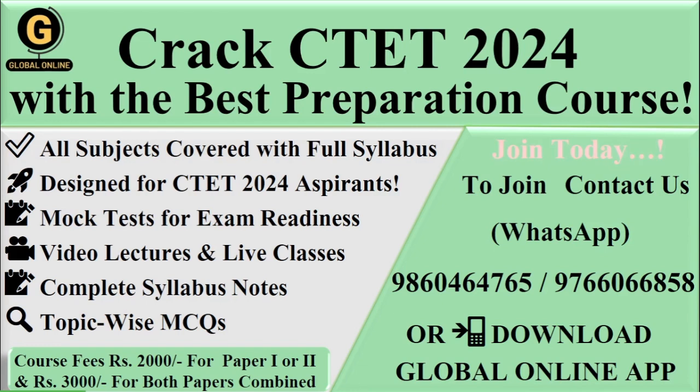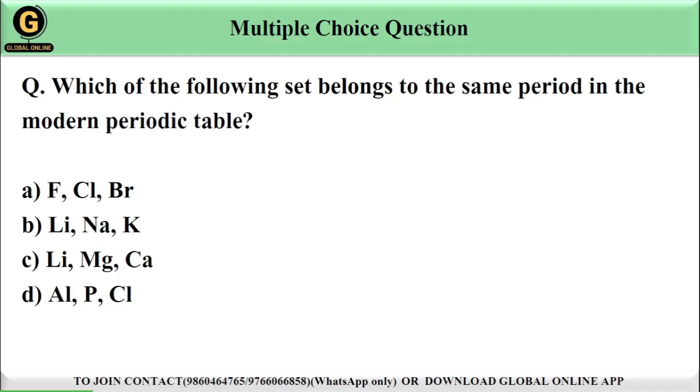Question is, which of the following sets belongs to the same period in the modern periodic table? Options are given. Option A, fluorine, chlorine, bromine. Option B, lithium, sodium, potassium. Option C, lithium, magnesium, calcium. And option D, aluminium, phosphorus, chlorine.